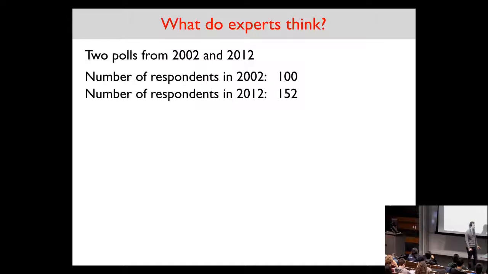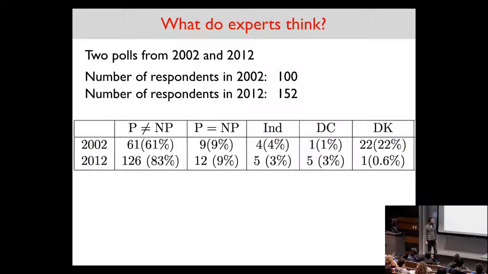So what do experts think about this question? There are two polls done in 2002 and then in 2012, 10 years later. In 2002, 100 experts participated. In 2012, 152. And here were the results. In 2002, people who thought P was different from NP was 61%. In 2012, that came up to 83%. People who think P equals NP stays roughly the same, about 10%.